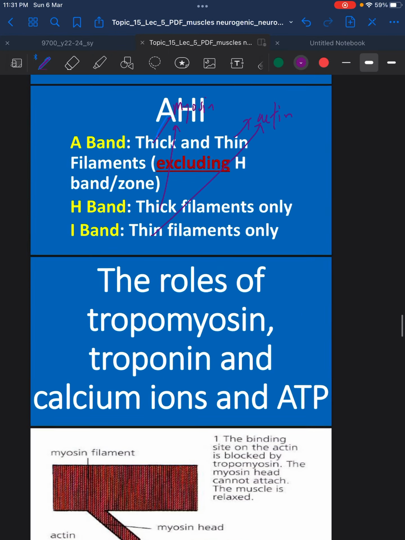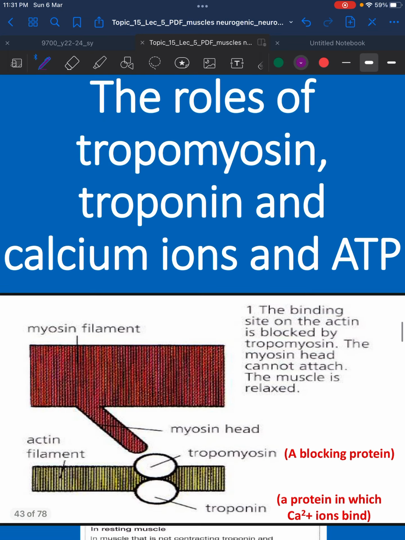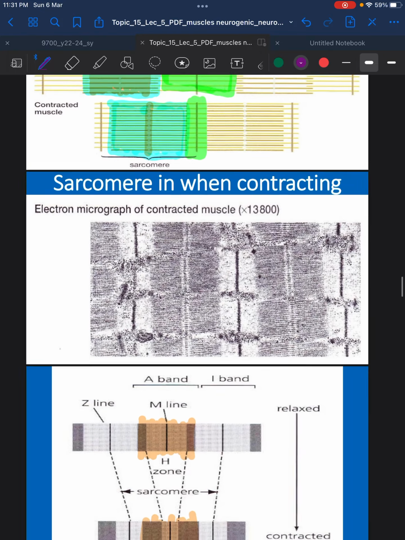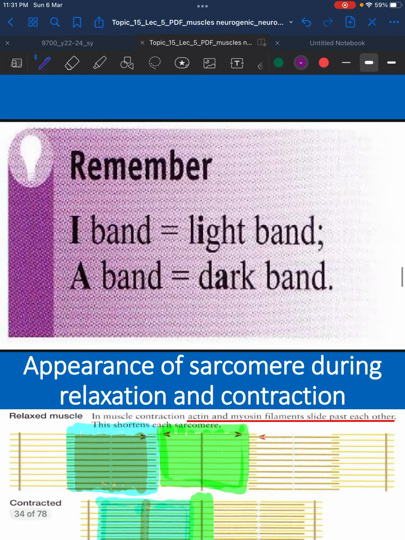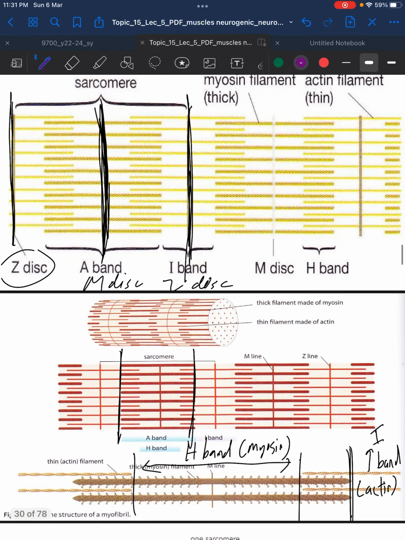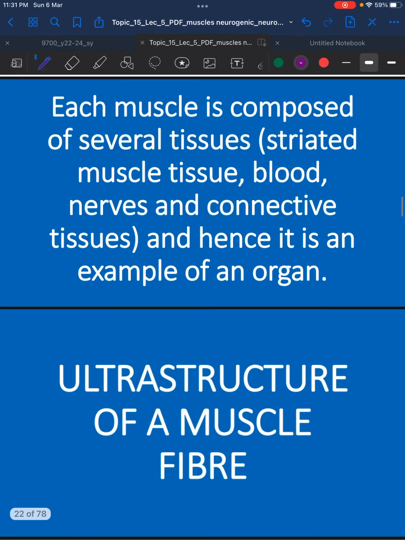Okay. So on Tuesday, we will look at the role of tropomyosin and troponin and calcium in ATP. Yeah. So I hope you understand this. It's very important. You know the ultrastructure of the striated muscle, yeah? Particularly the sarcomere. Okay. And then of course the role of the neuromuscular junction.